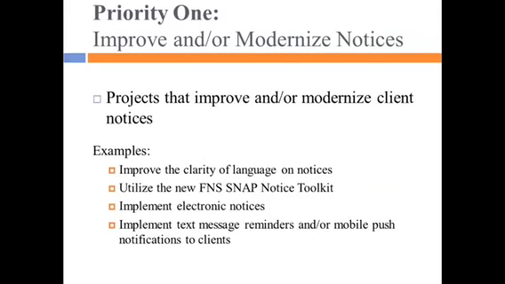So, the first priority that we will discuss today is to improve and/or modernize notices. Proposals that target this priority area might include improvements to the clarity of language on notices that the state provides by utilizing the new FNS SNAP Notice Toolkit. The toolkit is available as an attachment on grants.gov. Projects could also include the implementation of electronic notices through an online account on a secure website or portal, or reminder functions such as text messages.